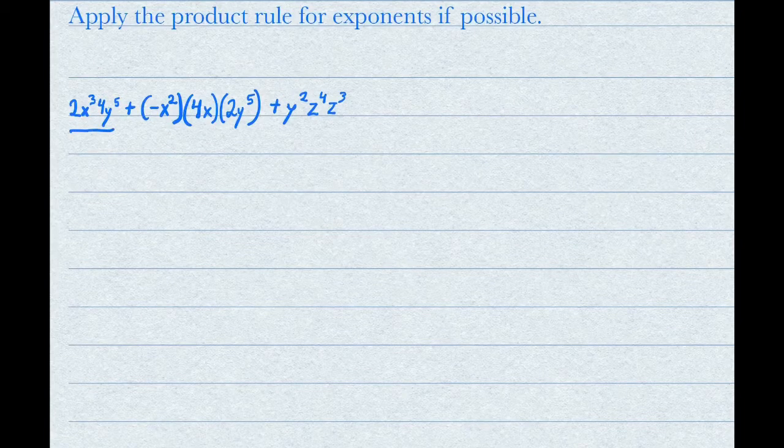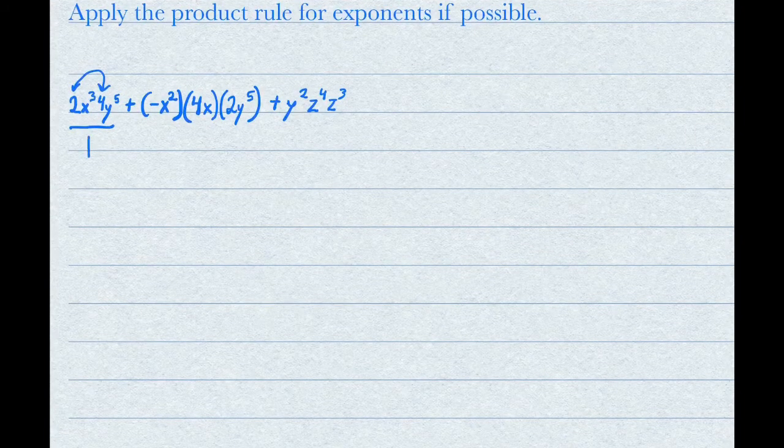Looking over here on the left side, you see that you have a 2 and a 4. These you can multiply together, so you have 8. There's only one x term and only one y term here on the left part, so you can't really do anything with them. For now, just bring them down to the next line.